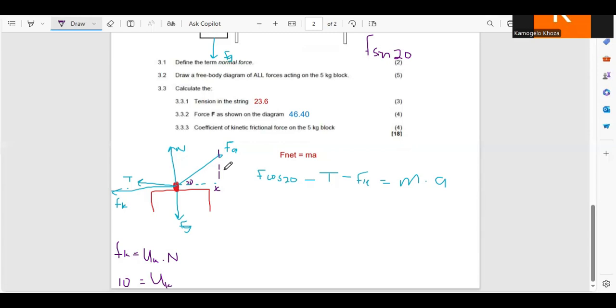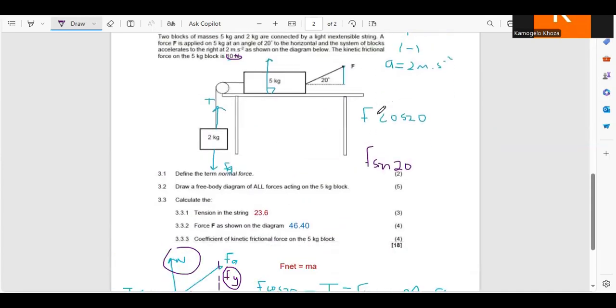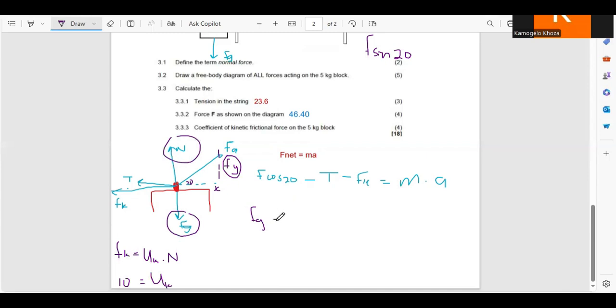Now, let us clarify this. How many vertical forces do we have? We have the gravitational force, we have the normal force, and we have the y component of our applied force. Now we need to formulate an equation based on this. Remember we choose downwards as negative, upwards as positive. So your Fg is always going to be equal to the sum of your upward vertical forces. It's going to be equal to your normal force plus the y component of your applied force, which is going to be F sine 20.